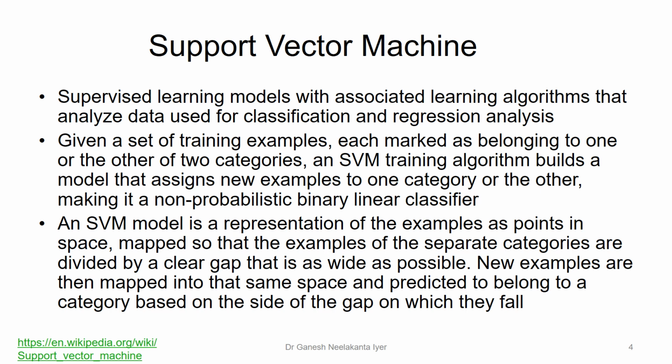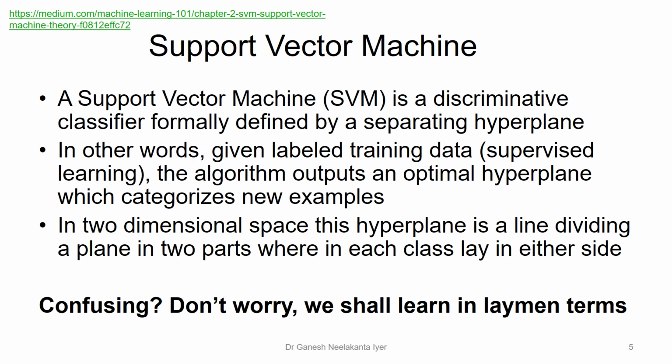It's a representation of the examples as points in space, mapped so that the examples of the separate categories are divided by a clear gap that is as wide as possible. New examples are then mapped onto that same space and predicted to belong to a category. I'm sure it's not clear, so let me make it more complicated.